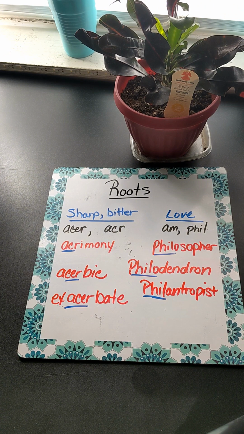A prefix is a word part with a specific meaning at the beginning of a word. A suffix is a word part with a specific meaning at the end of a word. A root word is the main part of a word that contains its core meaning.